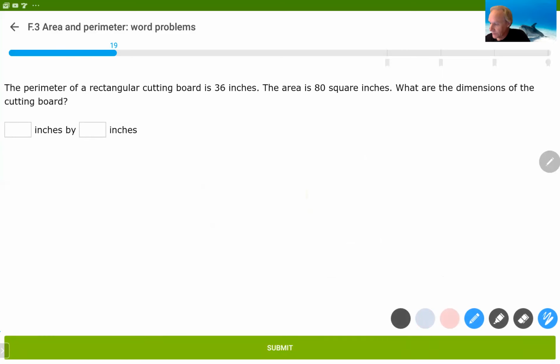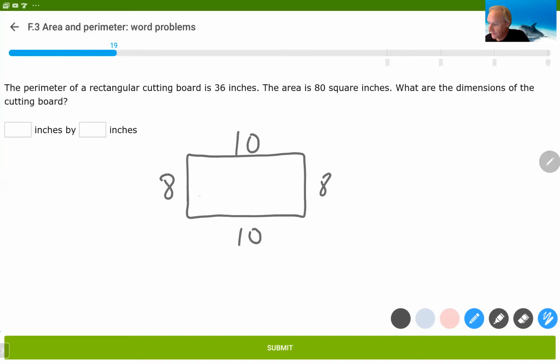This one, very similar. This time I'll draw my diagram. I'm going to try 8 by 10. And my first try worked. 8 and 8 is 16 and 20, which makes 36 inches for my perimeter. And 8 by 10 is 80 square inches.